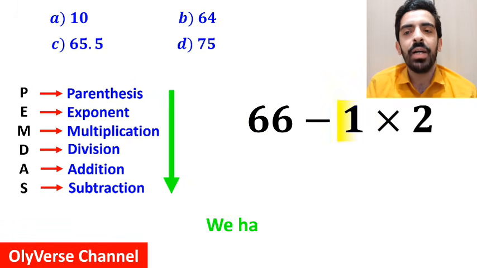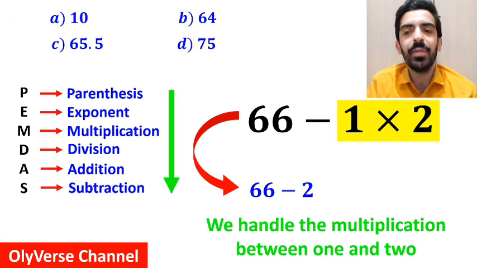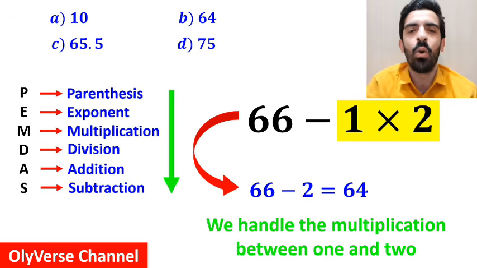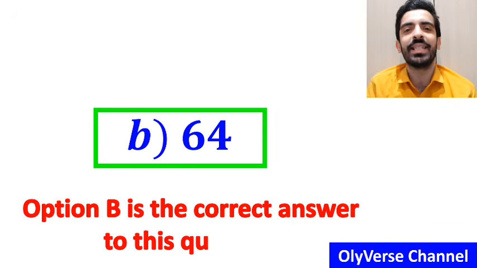And in the final step, we handle the multiplication between 1 and 2. This expression simplifies to 66 minus 2, which finally gives us the answer 64. That's great. Option B is the correct answer to this question.